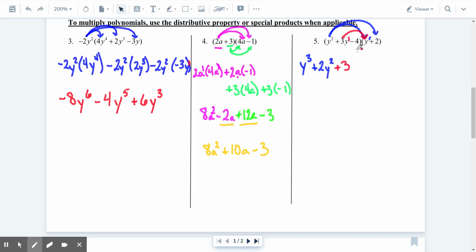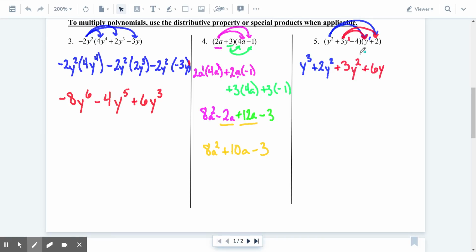It was just a 1. But we need to be careful. Y to the first times y to the first is y to the 1 plus 1, so y squared. All right, so if you look, we haven't multiplied 3y with everything over there yet. We still need to take the 3y times the 2, which means we just need to multiply our coefficients together. 3 times 2 is 6. And we still bring the y with it, so we have plus 6y. So 3y times 2 is simply 6y.